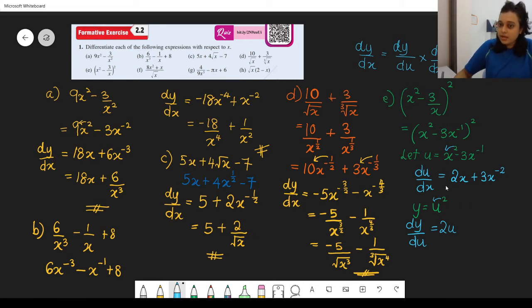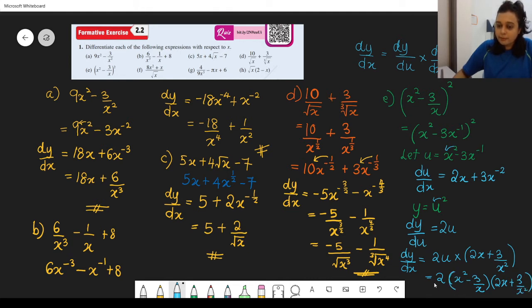Now you can use the chain rule to substitute and find dy dx. So dy dx is equal to, write the dy du, 2u, times your du dx, 2x plus 3 over x square. Now substitute the u. So 2u is 2 times x square minus 3 over x, and then 2x plus 3 over x squared. Up to here, we can leave our answer like this.